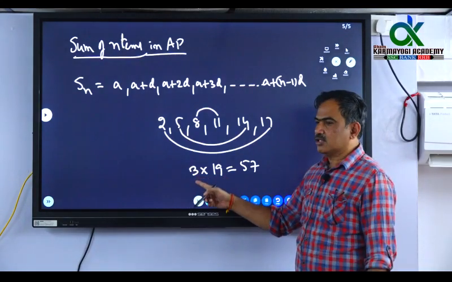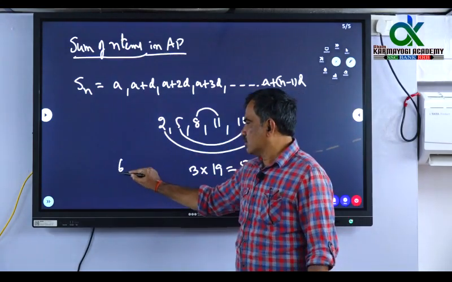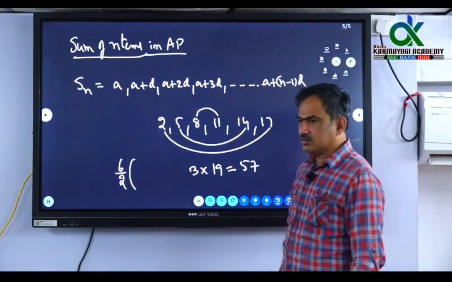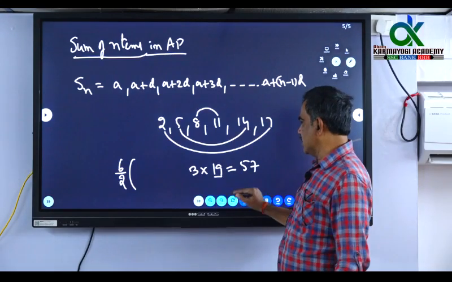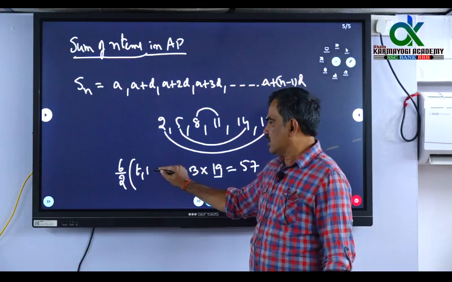3 pairs ante ardham enti? 6 terms are there. So I want to write it as 6 by 2. 3 pairs ante 6 by 2. What is 19? First term plus last term.